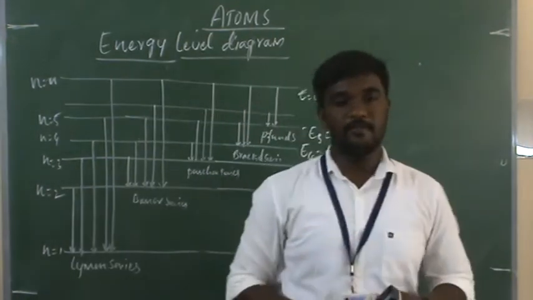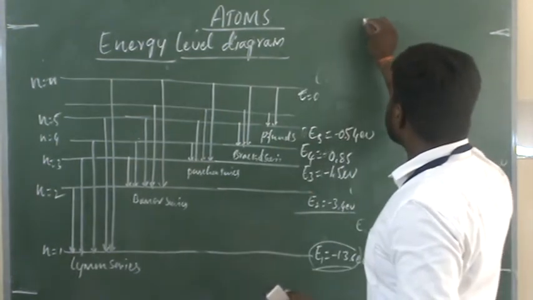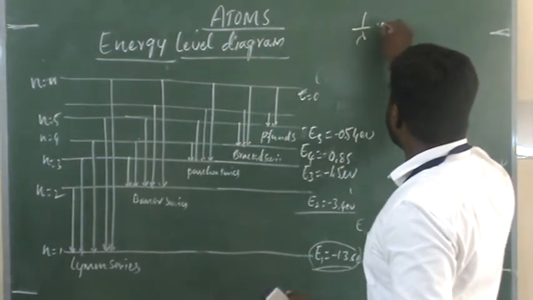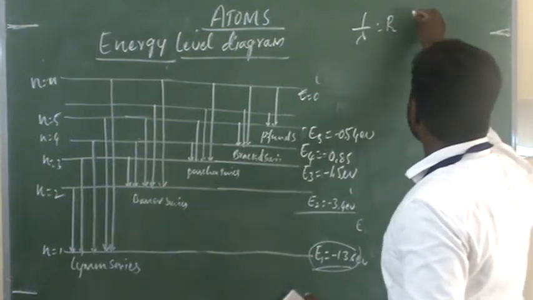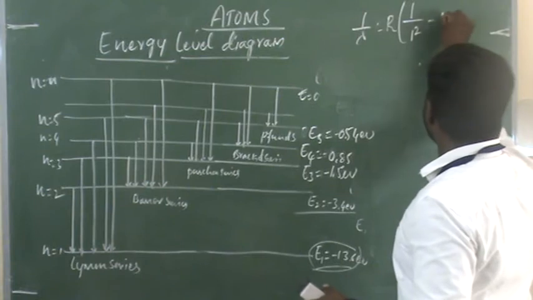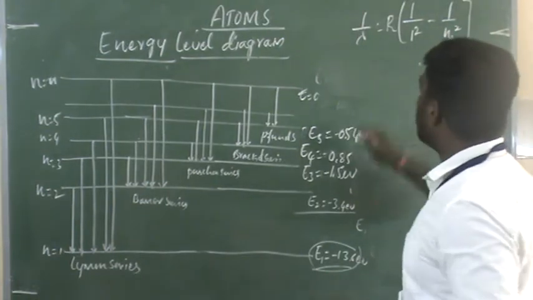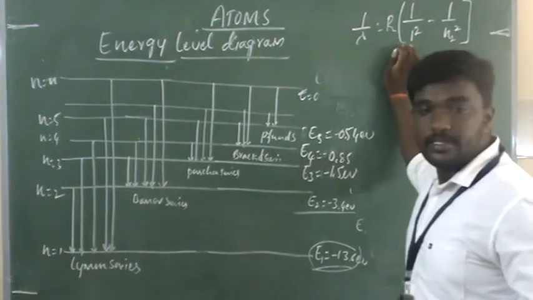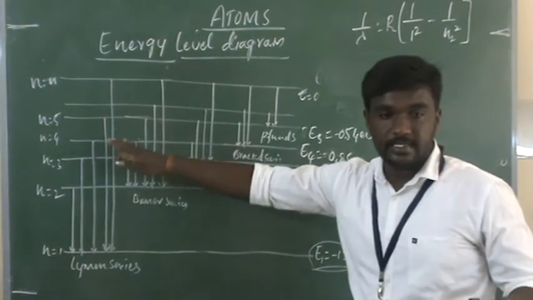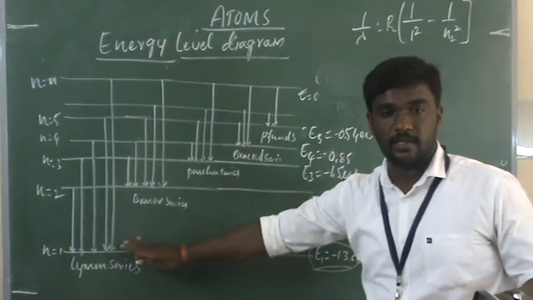So first, the empirical formula for the Lyman series: 1 by lambda is equal to R into 1 by 1 square minus 1 by n2 square. Why? Because in the Lyman series, all spectral lines are transitions from higher energy levels to the first orbit.